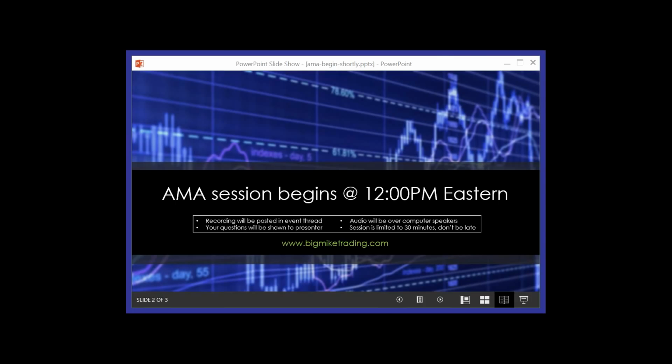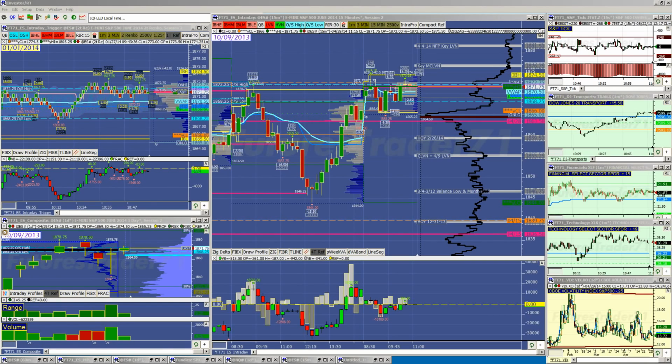Okay, so let me start by saying trading futures involves substantial risk of loss. It's not suitable for all investors. Past performance is not indicative of future results.